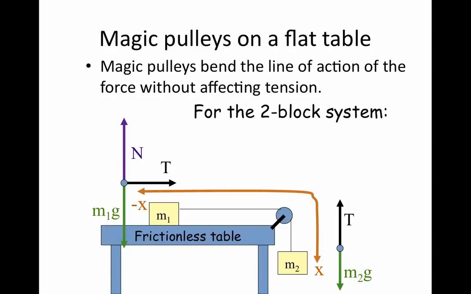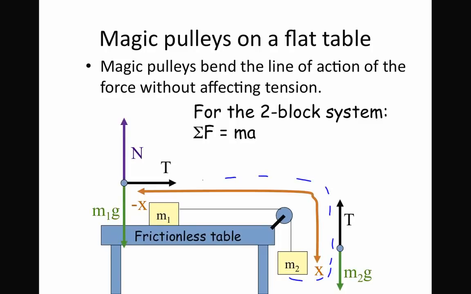So what's the first step when you have connected objects? You have to look at the entire system and find the acceleration. And that's going to come from Newton's second law. In this case, our entire system is this whole thing with two objects. And what's the net force? Well, you may notice that the tension is internal to the system, so we don't have to consider the tension.